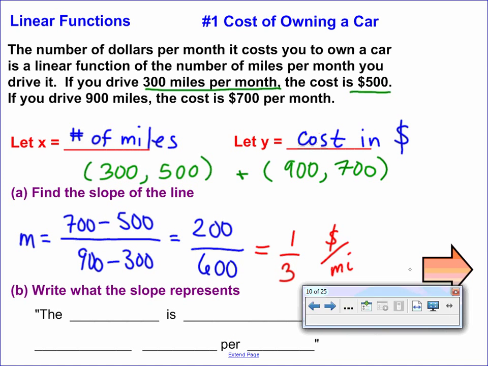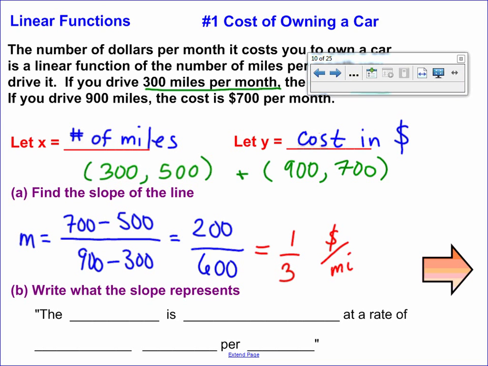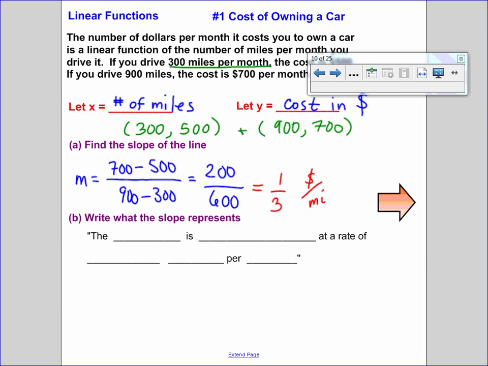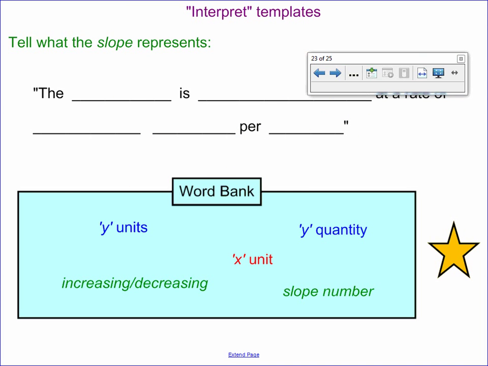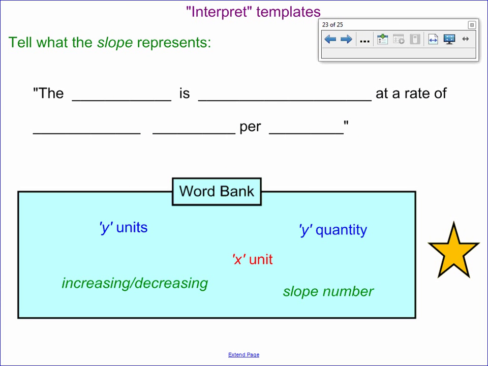Now I'll go ahead and interpret what the slope represents. In order to do this, we can use a template. We won't use this every single time, but it will give us a good start if we ever get stuck. So to tell what the slope represents, it's always how quickly the Y quantity is increasing or decreasing with respect to the X quantity. As the X quantity increases, we want to see what's happening to the Y quantity.